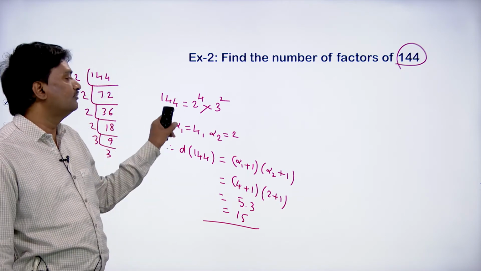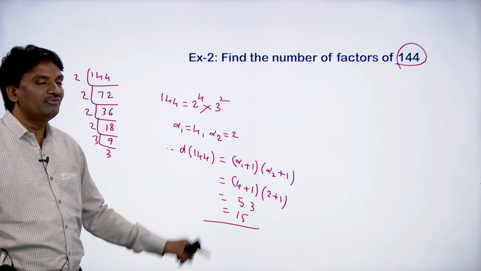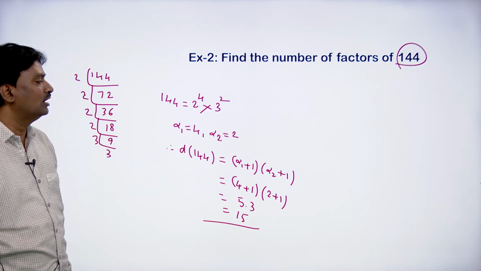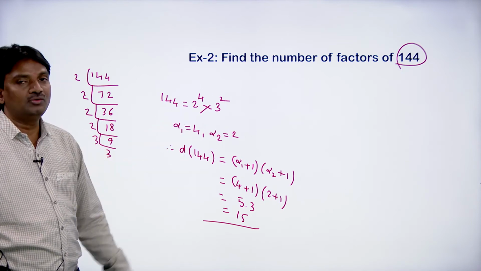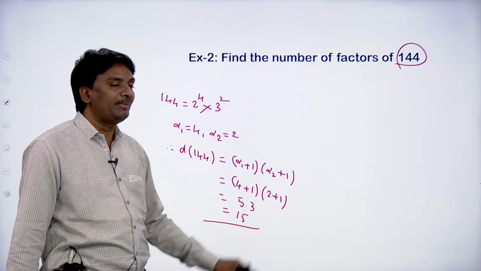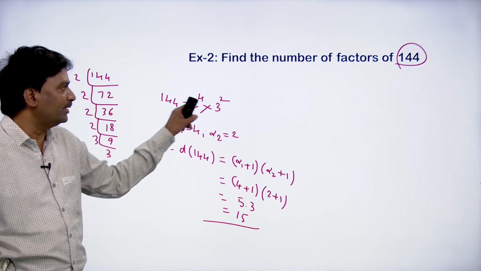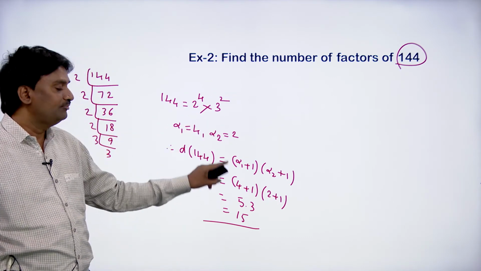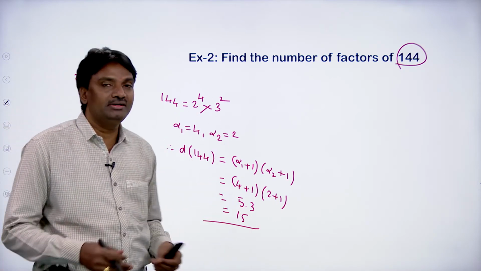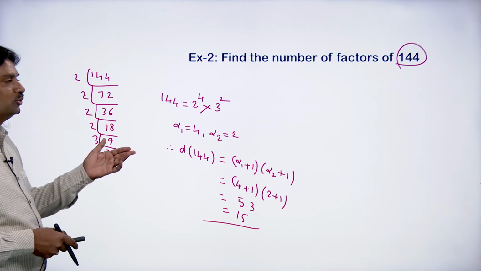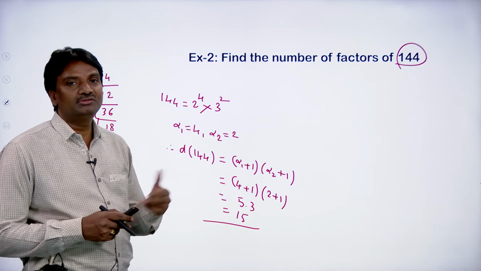After getting the values of alpha 1, alpha 2, alpha 3, and so on up to alpha k, use the formula D of N equal to alpha 1 plus 1 into alpha 2 plus 1 into alpha 3 plus 1, and so on. Here alpha 1 equal to 4 and alpha 2 equal to 2. By writing the values in place of alpha 1 and alpha 2 and simplifying, we have gotten 15. So that's why the number 144 has 15 divisors. Similarly, by taking any number, you can find the number of divisors of the given number.